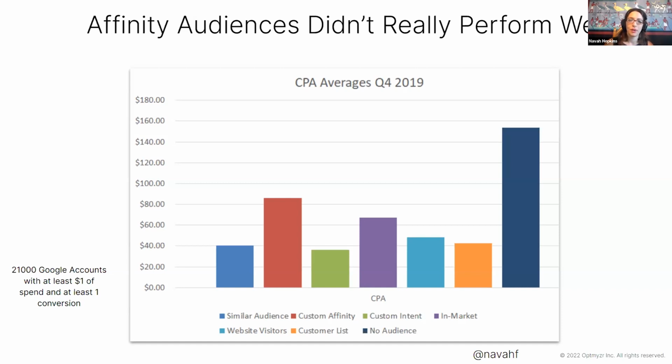And it's also worth noting that from an in-market standpoint, so Google signals, that was right behind affinity. So there are certain signals that can sometimes be correct and sometimes not. So the most useful thing I can tell you when it comes to audiences is treat audiences as signals, not targets. And you will have a much easier time.